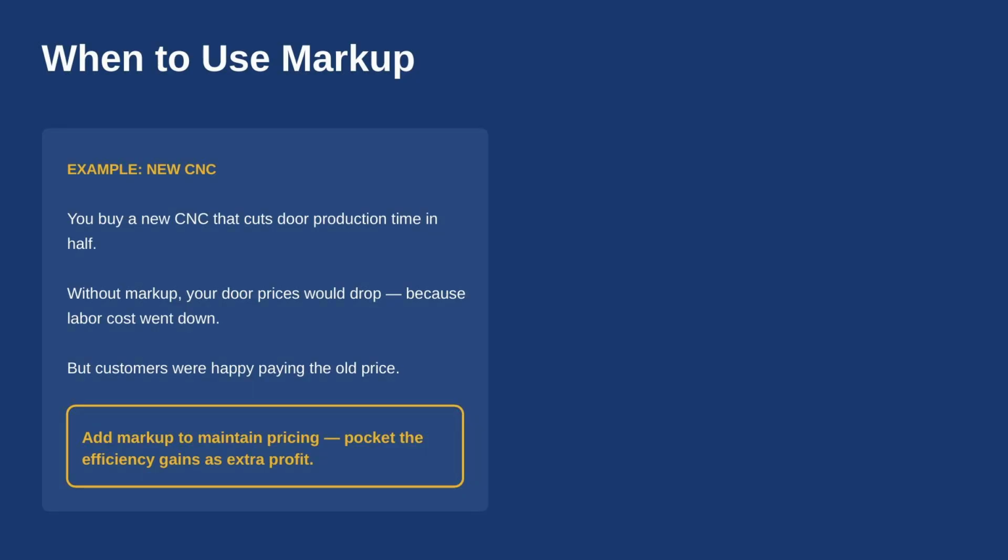Why would you use this? Let me give you a real example. Say you buy a new CNC that cuts your door production time in half. Without markup, your door prices would drop because your labor costs went down, but your customers were perfectly happy paying the old price. So you add markup to your doors to maintain your pricing, while pocketing the efficiency gains of extra profit.